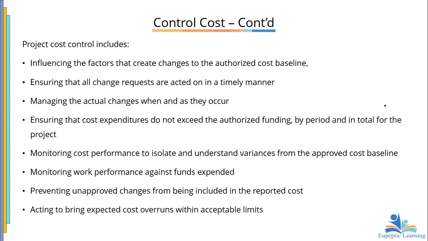Okay, if it is within the first phase, we don't have to exceed it. Now, we need to monitor cost performance to isolate and understand variances from the approved cost baseline. And then we need to monitor work performance against funds expended. What we really want to do is to prevent unapproved changes from being included in the reported cost, and then act to bring expected cost overruns within acceptable limits. Definitely, you may overrun your cost, but there's an acceptable limit that you are given. So we try to work within that limit.